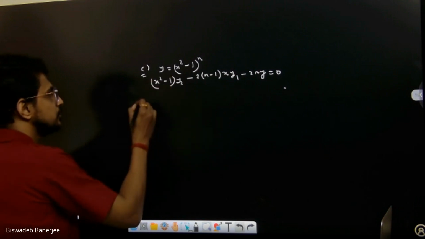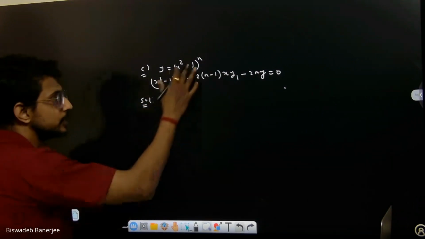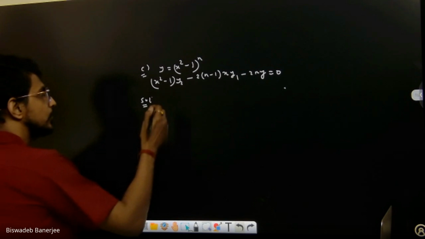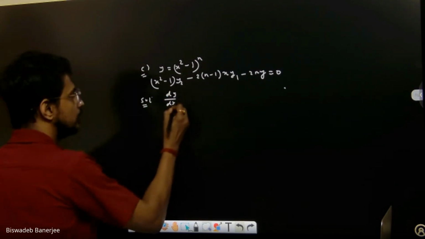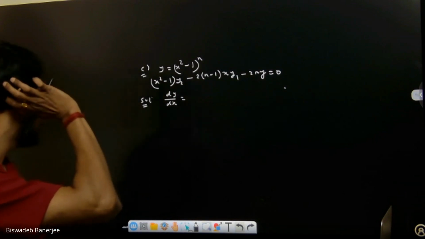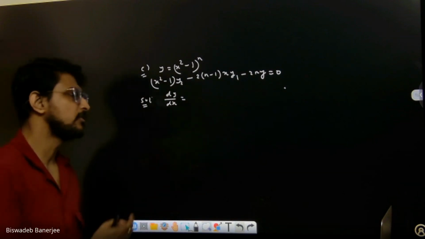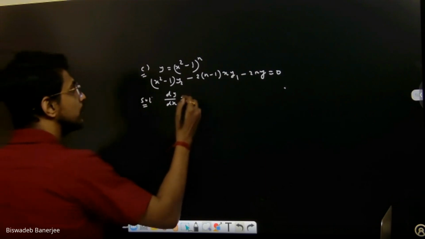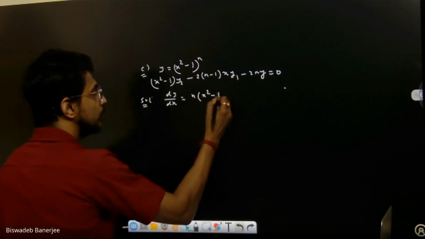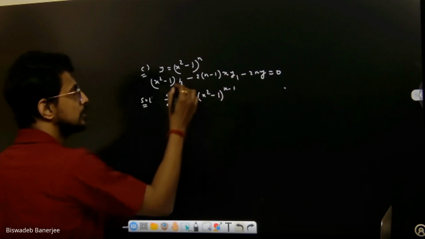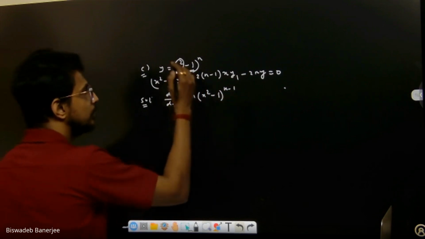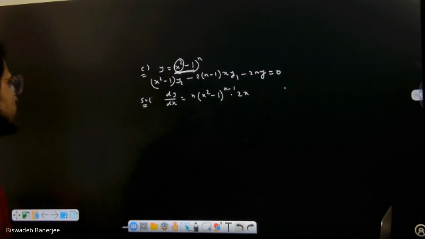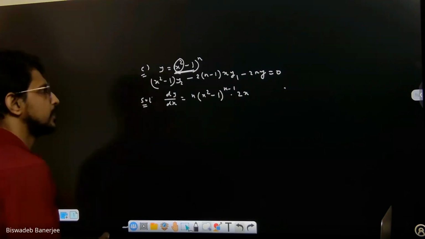So that is my question. How to solve this question? There is my y. You have to find this. At first, we shall find dy by dx. Here I am just differentiating this. Dy by dx is n into x square minus 1 to the power n minus 1, then the differentiation of the inner part: the derivative of x square is twice x and the derivative of 1 is 0. That is the derivative of the first part.